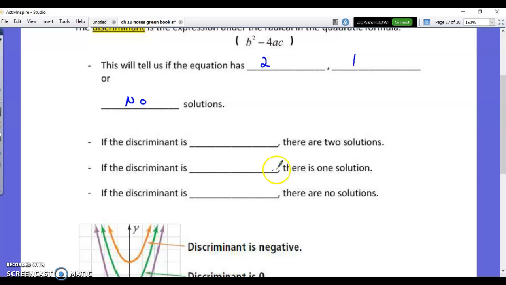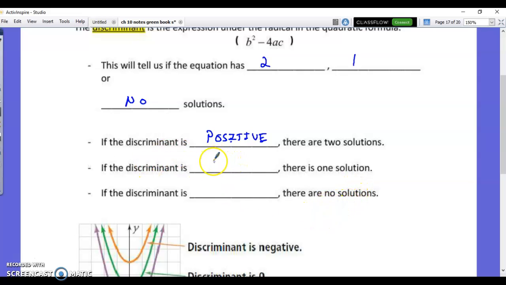All right, so how does that tell us? Well, if the discriminant is positive, so any positive number, then there are 2 solutions. Doesn't matter what, it could be a decimal, whole number, doesn't matter. If it's positive, there's going to be 2 solutions. It's going to cross the graph at 2 spots.